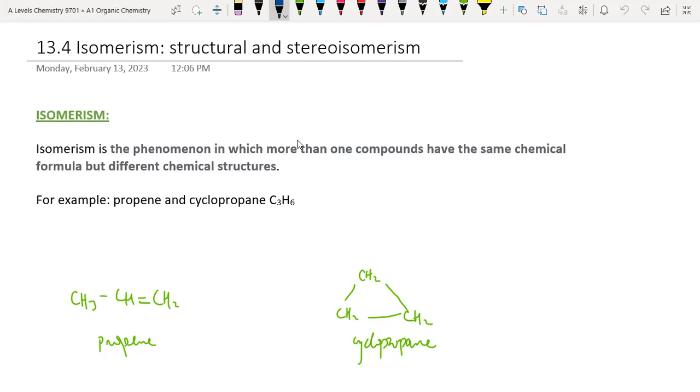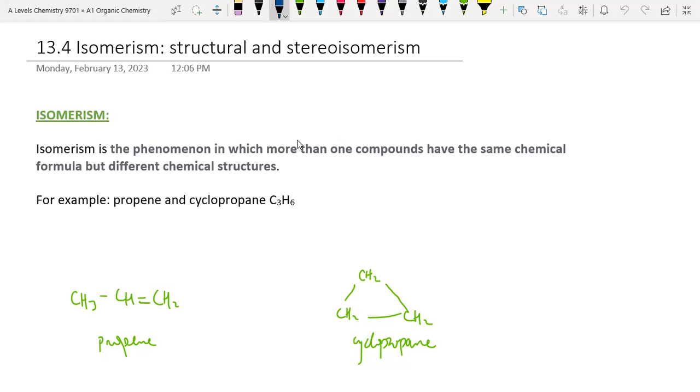Secondly, we will discuss stereoisomerism. Stereoisomerism is due to the space orientation of the atoms bonded to the different carbons, which is further subdivided into two main categories, that is geometrical isomerism or cis-trans isomerism, and second is optical isomerism. We are going to discuss all of these in detail.